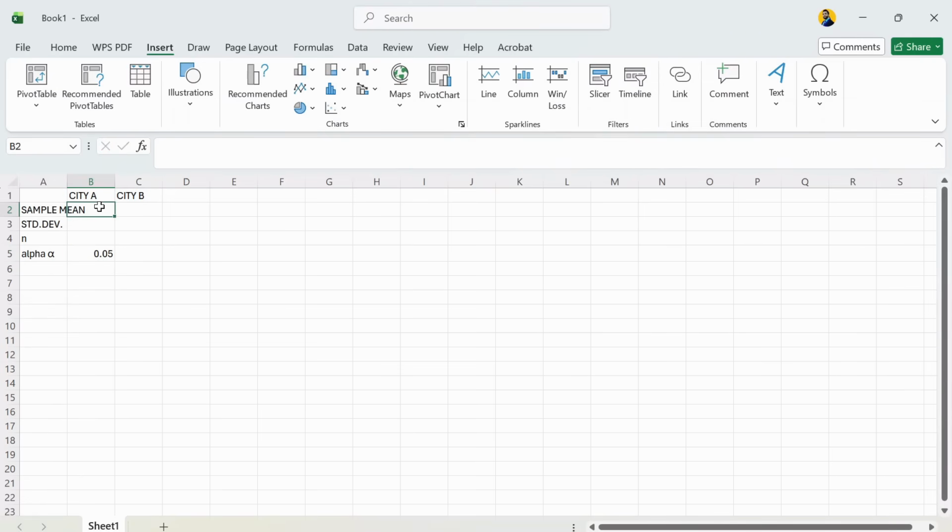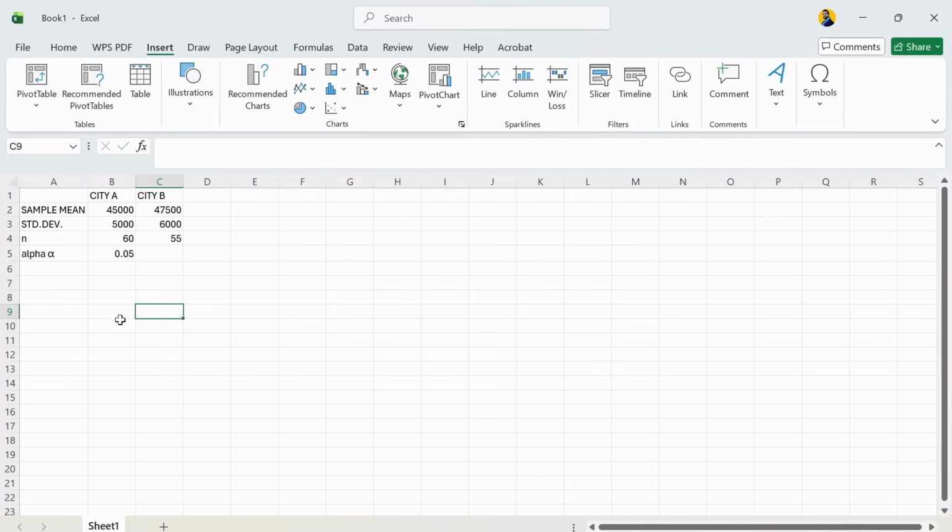Mean of city A is given to us as 45,000. For B, it is 47,500. Standard deviation is 5,000. Next, it's 6,000. Number is given as 55 for B and 60 for A. So this is our basic information which we need to first plot, right? Second thing is that here, as we know, we have to apply Z test, right?